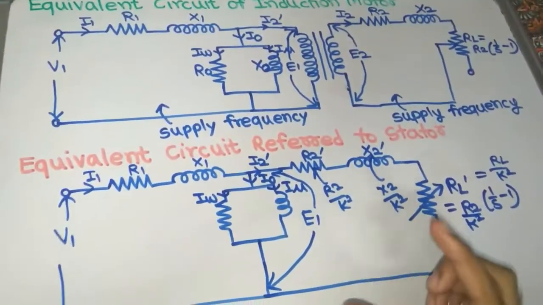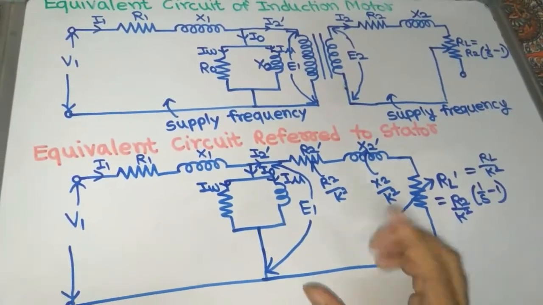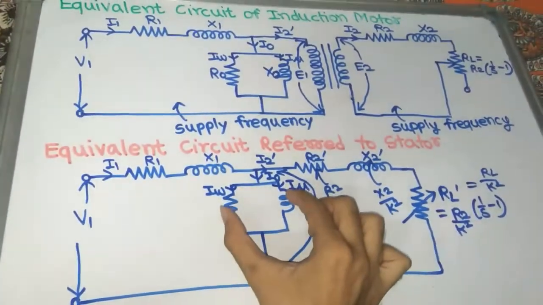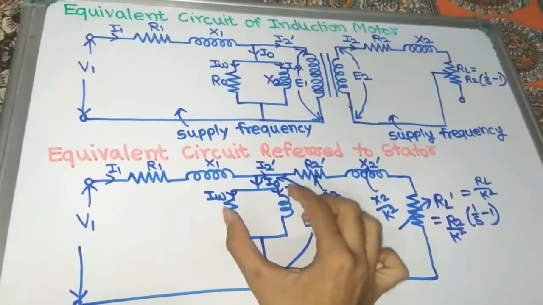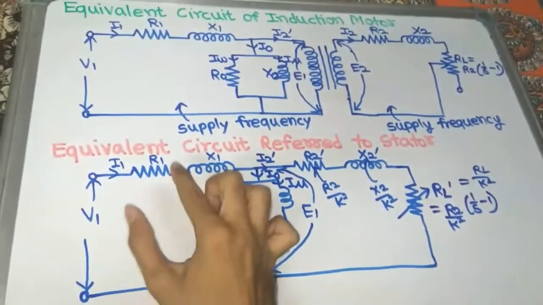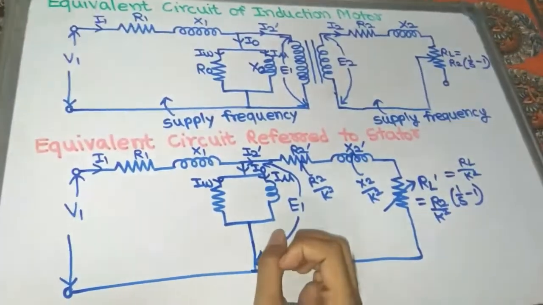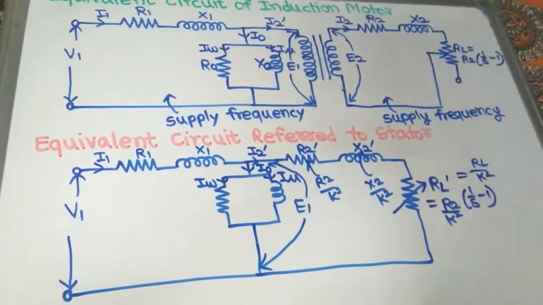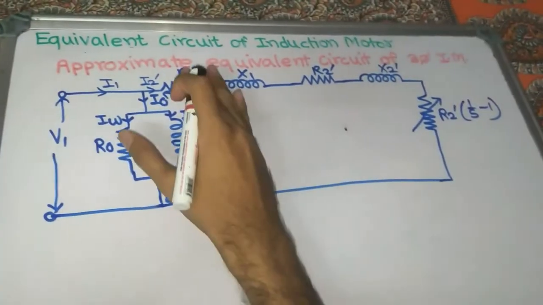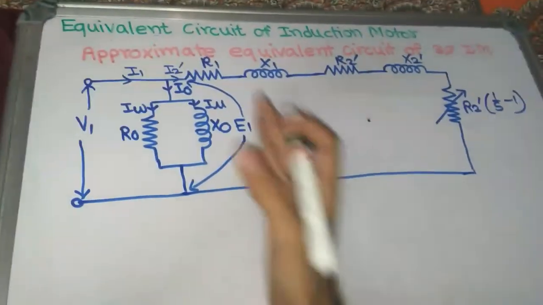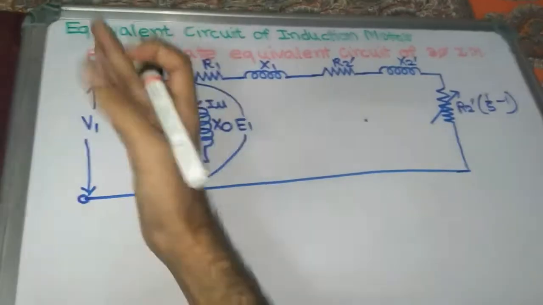Now can we draw the approximate equivalent circuit of three-phase induction motor? Of course we can, by shifting this shunt branch, meaning the no load current branch, to the left side, and combining R1, X1, R2 dash, X2 dash together. So we can make that circuit also. So this is the approximate equivalent circuit of three-phase induction motor by shifting this shunt branch towards the left side.